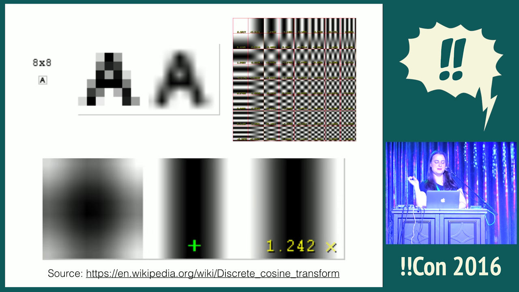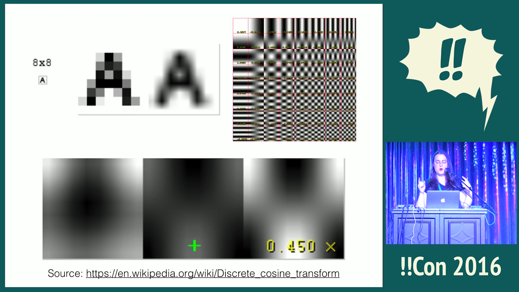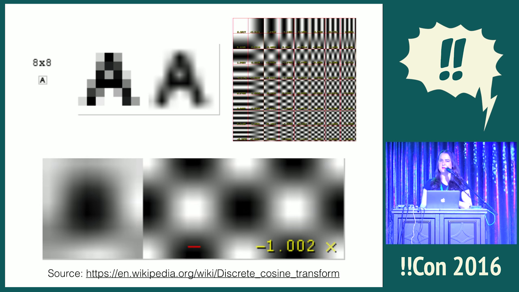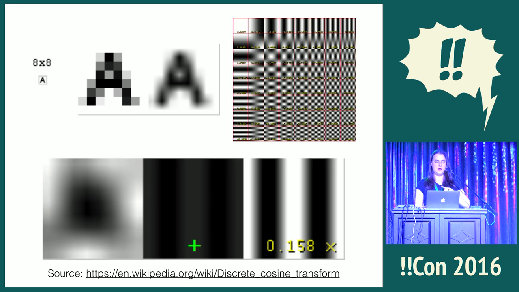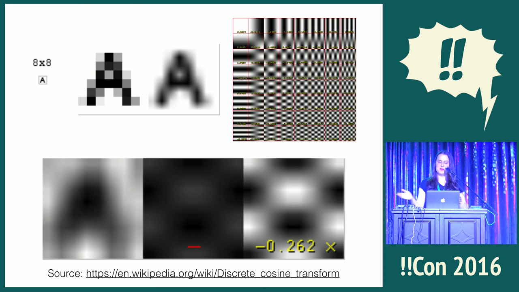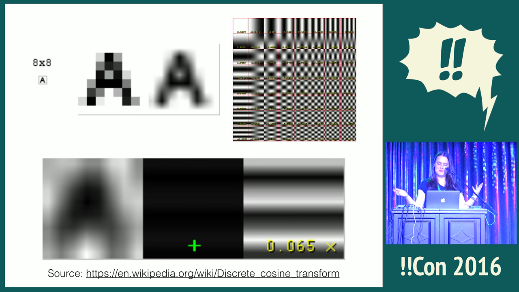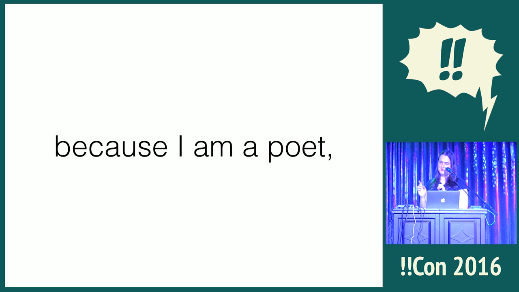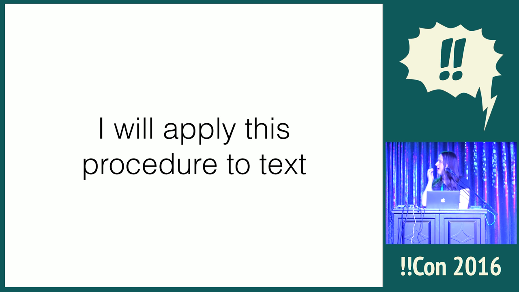If you perform a DCT on an 8x8 matrix of pixels, you can throw away most of the resulting vector and still be able to reconstruct a reasonable facsimile of the image. You can increase the compression without losing a lot of fidelity just by throwing away the higher frequency coefficients. This is really cool. So because I am a poet, when I finally understood how this part of JPEG compression works, I thought to myself, I will apply this procedure to text and see what strange things result.